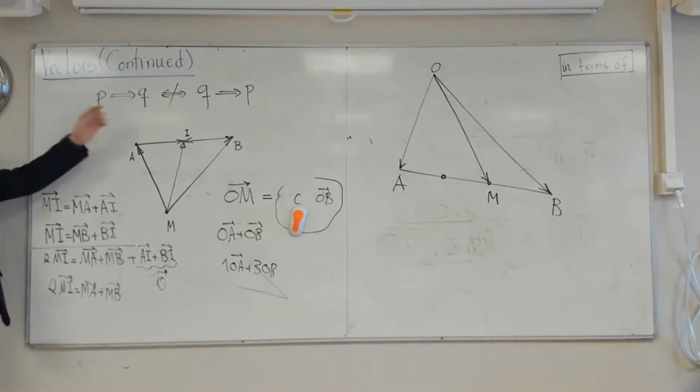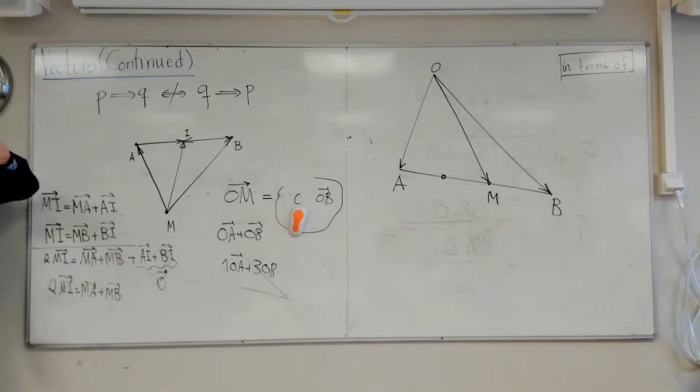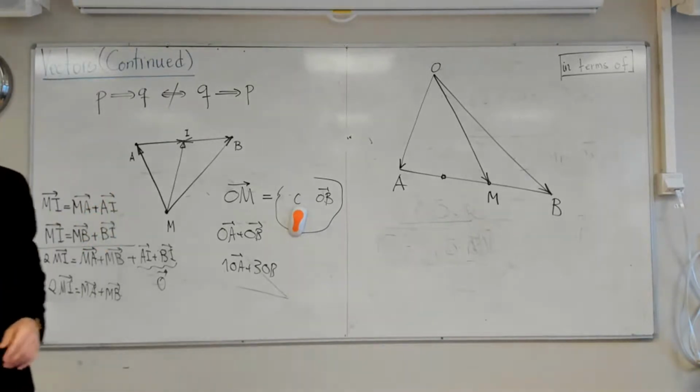We talked about this, by the way. I don't know how many of you have remembered this. If a quadrilateral is a square, then it is a rectangle. But not the other way around. If a quadrilateral is a rectangle, there is no guarantee that this is a square. Yes?